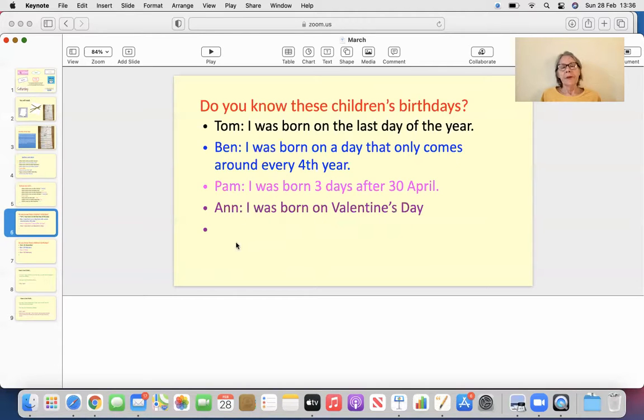Okay, so the next one is, do you know these children's birthdays? Can you work them out? So Tom says, I was born on the last day of the year. What day will that be? Ben says, I was born on a day that only comes around every 4th year. Pam says, I was born 3 days after 30th of April. And Anne says, I was born on Valentine's Day. So on your piece of paper, write Tom, Ben, Pam, and Anne, and then work out what day they were born. Pause the video while you do this.